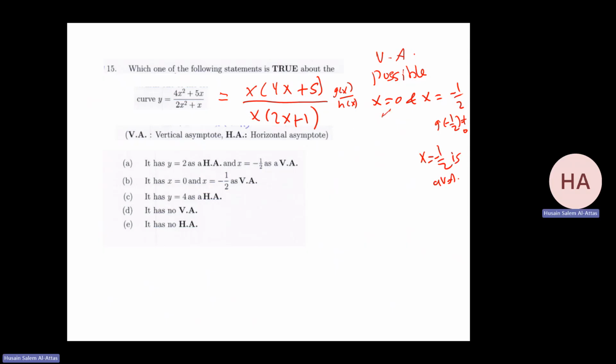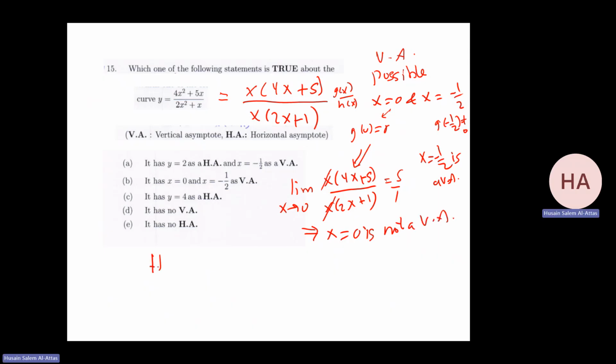But for x equals 0, g at 0 is 0. So I need to find the limit, which is very clear. I cancel the x, so I'm getting a value. Cancel this, so I'm getting what? 5 over 1. So x equals 0 is not a vertical asymptote.